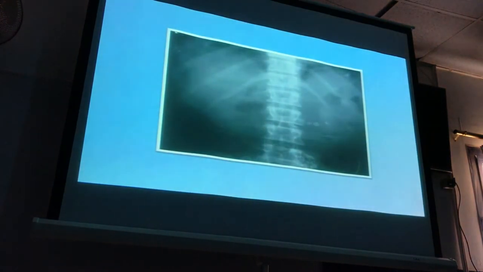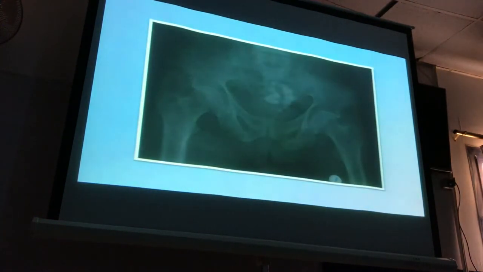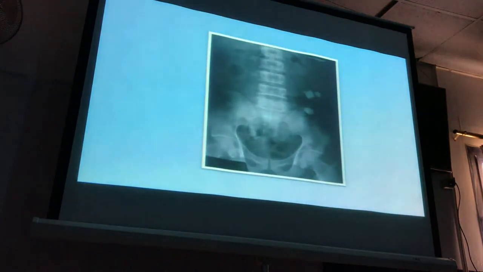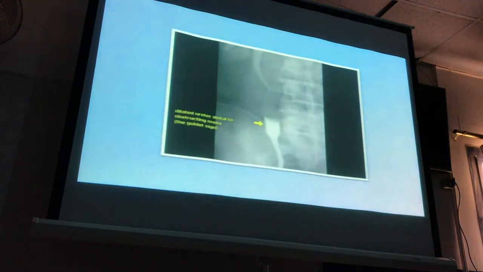Another X-ray showing multiple stones. You see? This is a urethrogram. You will wait until the dye reaches the ureter. It seems that there is dilatation of the ureter. The dilated ureter is termed hydroureter. This dilatation is present distal to an obstructing mass. You will see the ureter is hugely dilated.